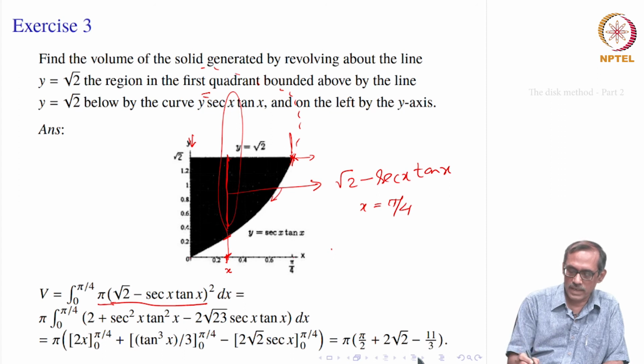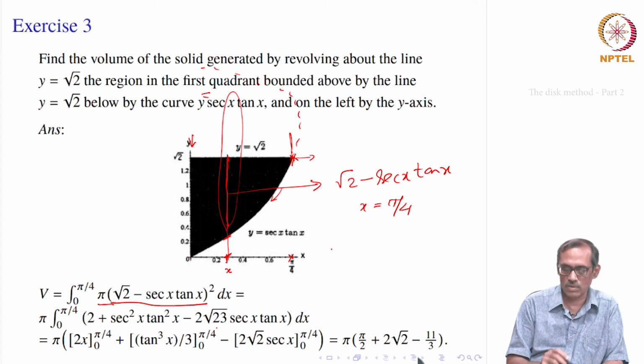So, once you get that point, you know the limits for x, which is from 0 to pi by 4. So, volume is the integral from 0 to pi by 4 of pi times the radius squared, (root 2 minus secant x tan x) squared dx. Now, we want to evaluate this integral. So, pi goes out, 0 to pi by 4 remains, and we expand that (root 2 minus sec x tan x) squared, which gives 2 plus sec square x tan square x minus 2 root 2 secant x tan x dx.